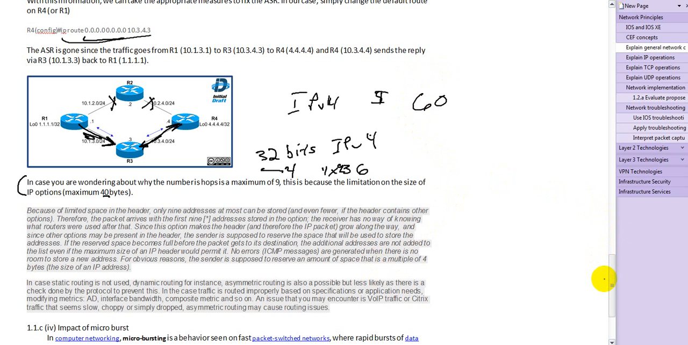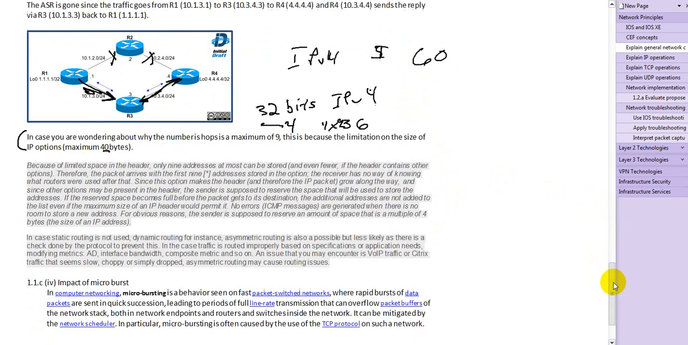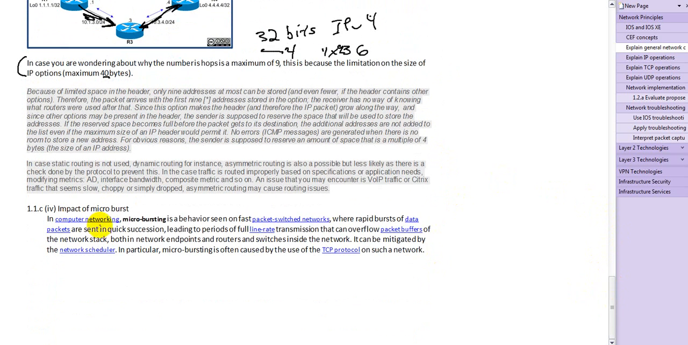So the last thing we're going to talk about in this video is going to be the impact of microburst and what microburst is. Microbursting is a behavior seen on fast packet switch networks where rapid bursts of data packets are sent in quick succession, leading to periods of full line rate transmission that can overflow packet buffers of the network stack, both in network endpoints and routers and switches inside the network. It can be mitigated by the network scheduler. In particular, microbursting is often caused by the use of TCP protocols on such a network.